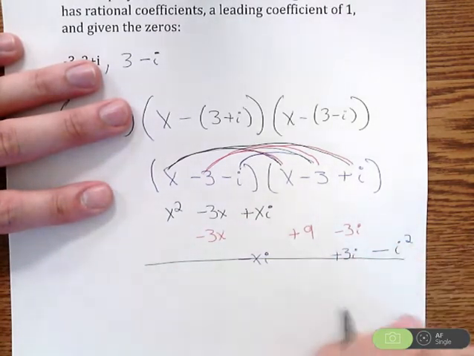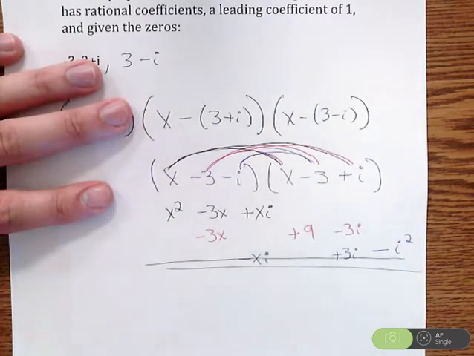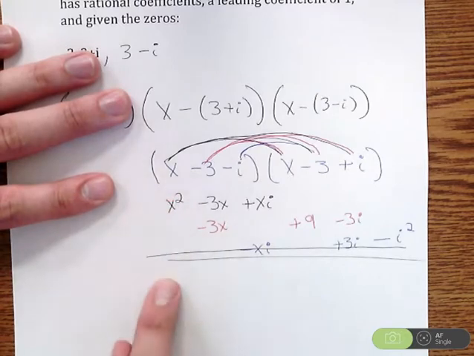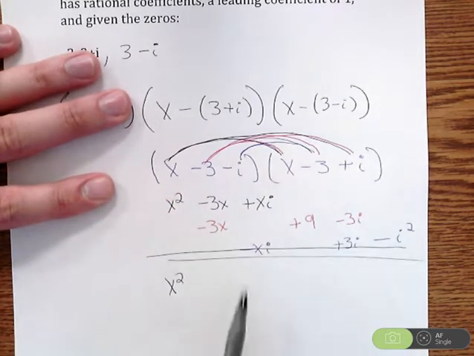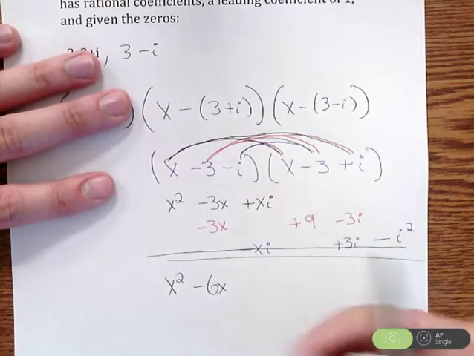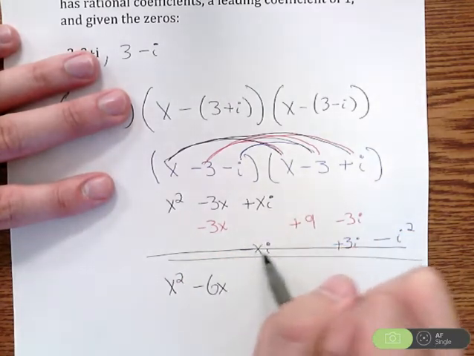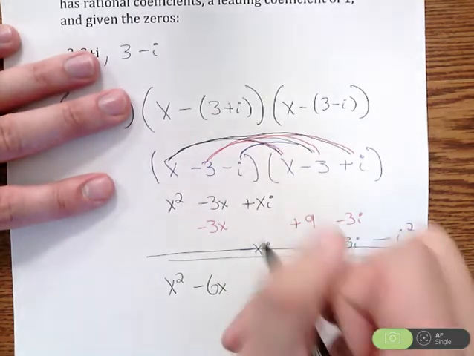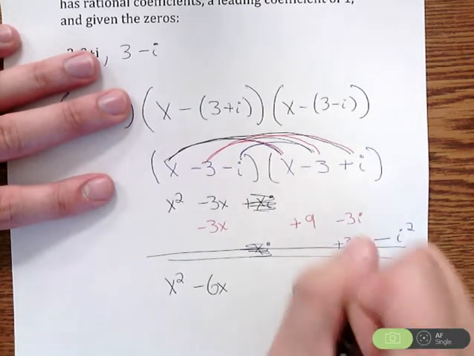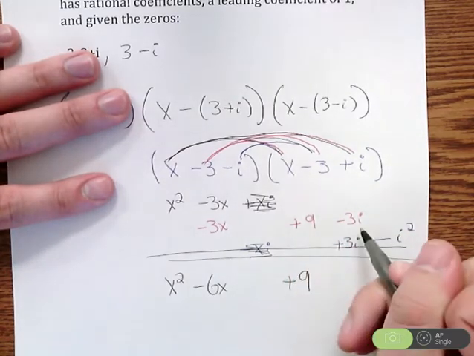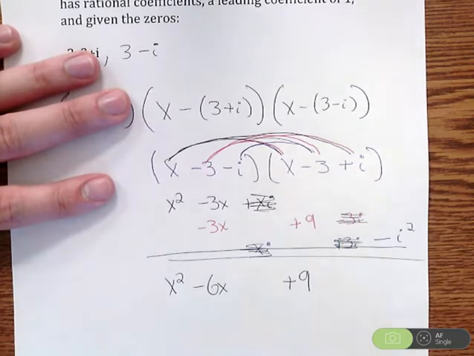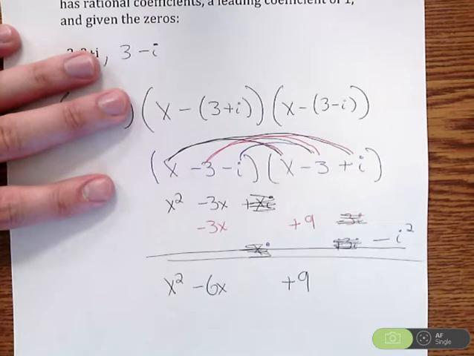Only thing left to do is combine like terms. So I'm going to go vertically and combine all of my like terms. x squared is going to come on down. -3x and -3x is -6x. I had a positive xi and a negative xi. Since those are opposites, that's going to add to 0, so I don't need to include that. The 9 is going to come down. -3i plus 3i, those as well, are opposites, so those are going to go to 0.